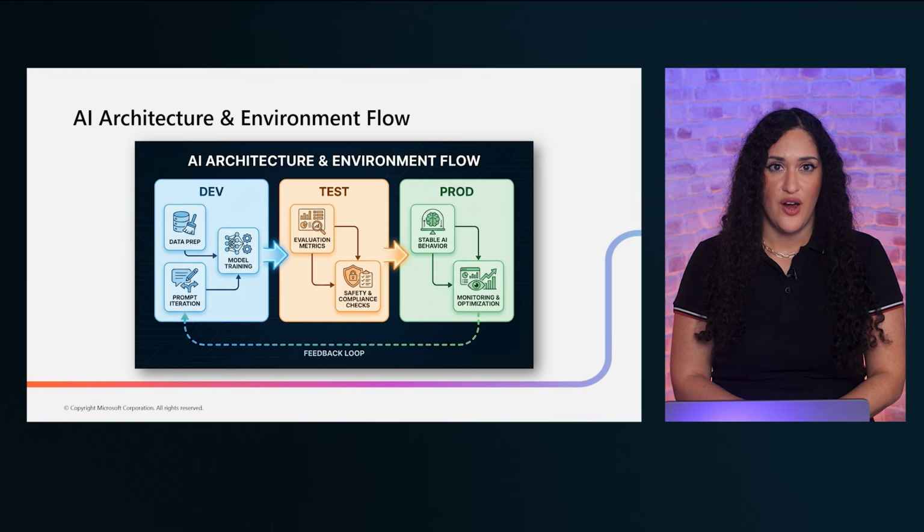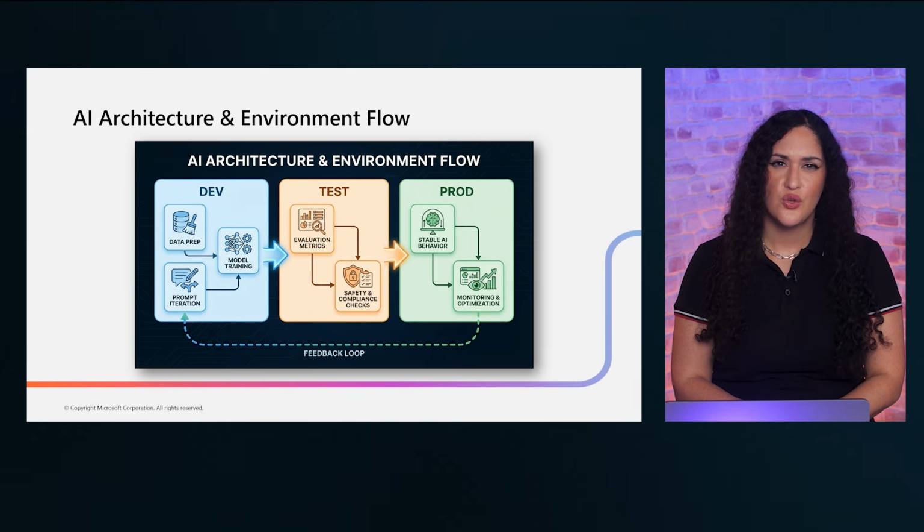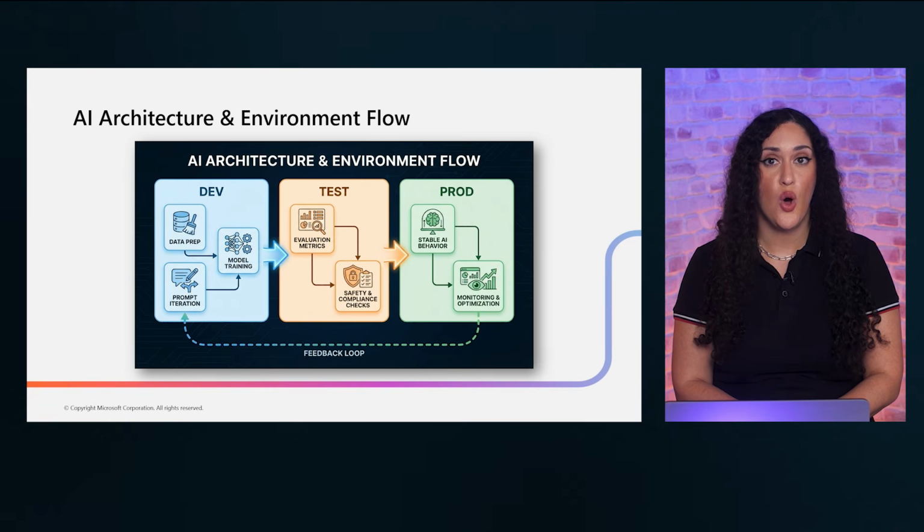This architecture and environment flow diagram shows how AI components progress across dev, test, and production. The controlled progression between these environments is what prevents experimental or untested AI from reaching your live financial and supply chain systems.